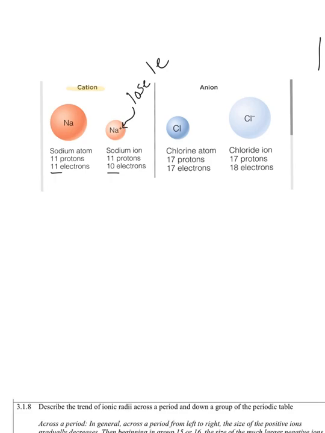Now look at the anion. The anion is different because this minus doesn't mean minus 1, it means add 1 electron. So the chlorine atom has 17 electrons, but the chlorine ion has 18 electrons. You add 1. So who's going to be bigger? The Cl minus. Anytime you have an anion, it's going to be bigger than the neutral atom, but if you have a cation, the neutral atom is going to be bigger.